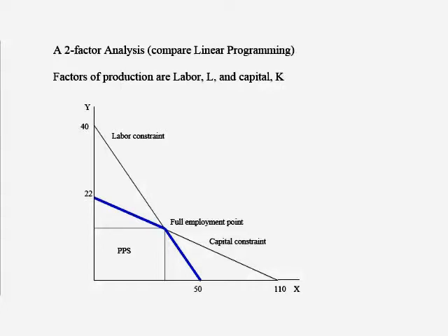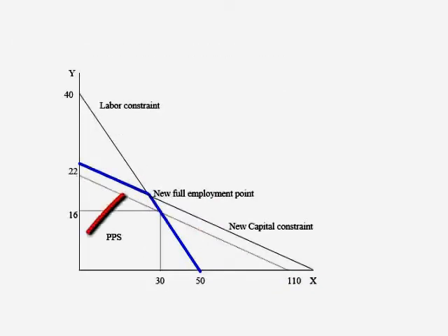Let me show you very quickly the effect of increasing the amount of capital. Remember, in the equation, if I were to increase the intercept from right here, I'm shifting the capital constraint outward. You can see that the economy would increase its production possibilities by the area right here. That would be a larger production possibilities set. Notice what happens at the intersection.